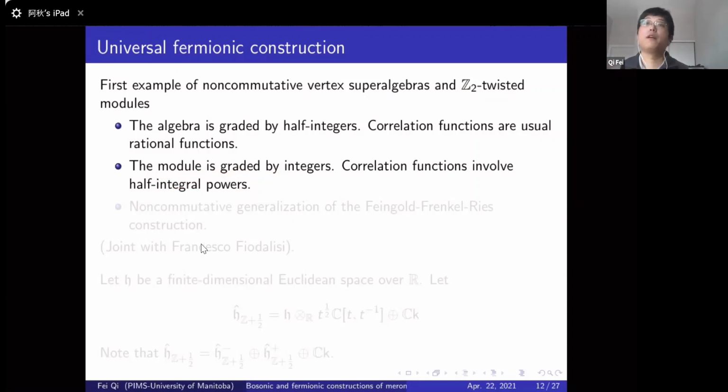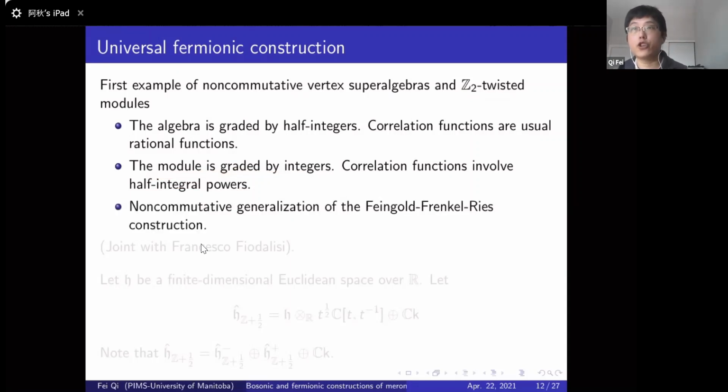This example is basically the non-commutative generalization of the Feingold-Frenkel-Ries construction, although the computation is much more horrible than there. This is joint work with Francesco Fiordalisi, and I believe Shashank certainly knows him very well.